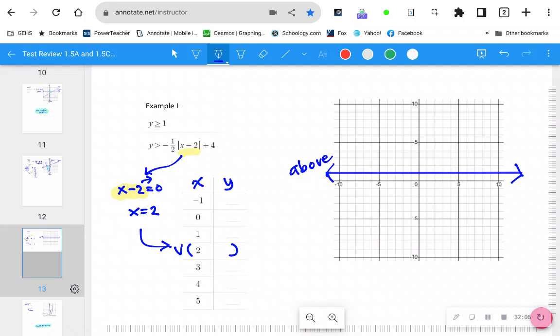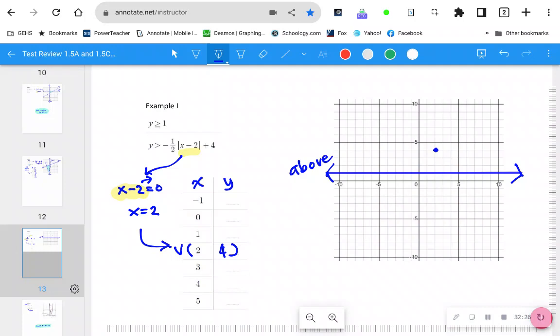So we're going to put 2 in first of all. 2 minus 2 is 0. The positive version of 0 is still 0. 0 times negative 1/2 is still 0. 0 plus 4 is 4. So 2, 4 is your vertex point.